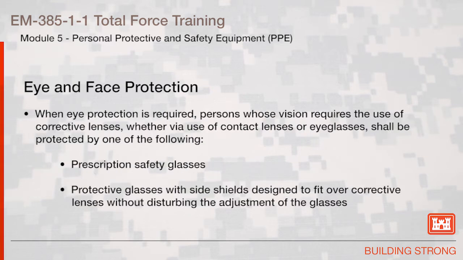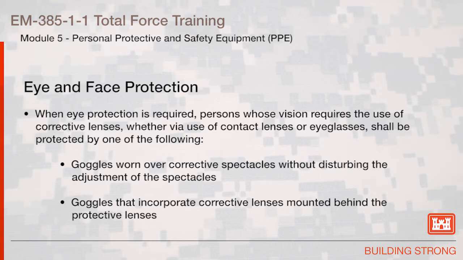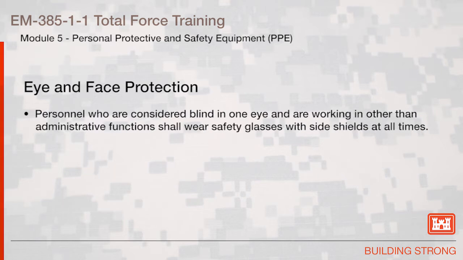When eye protection is required, persons whose vision requires the use of corrective lenses, whether via use of contact lenses or eyeglasses, shall be protected by one of the following: prescription safety glasses, protective glasses with side shields designed to fit over corrective lenses without disturbing the adjustment of the glasses, goggles worn over corrective spectacles without disturbing the adjustment of the spectacles, or goggles that incorporate corrective lenses mounted behind the protective lenses. Personnel who are considered blind in one eye and are working in other than administrative functions shall wear safety glasses with side shields at all times.